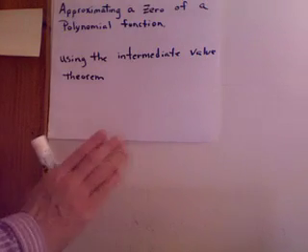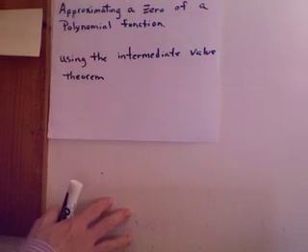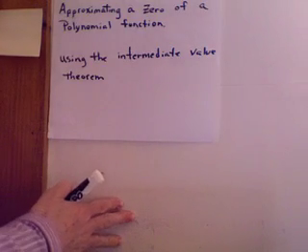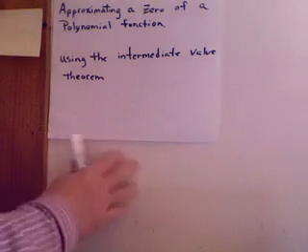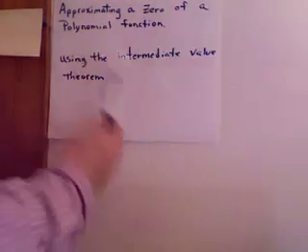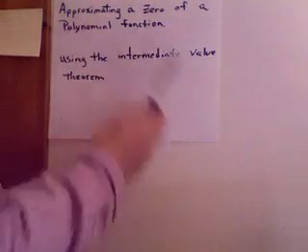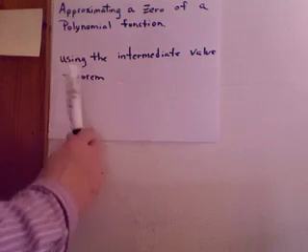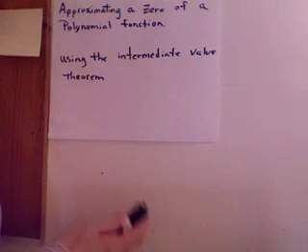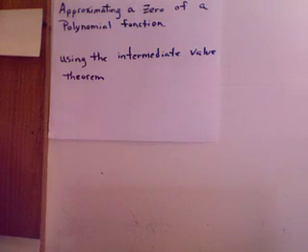Okay, so this lesson is going to give you some help on page 223, questions 85 in that area. The directions are to approximate a zero of a polynomial function using the intermediate value theorem. So I'm going to show you how to do that.